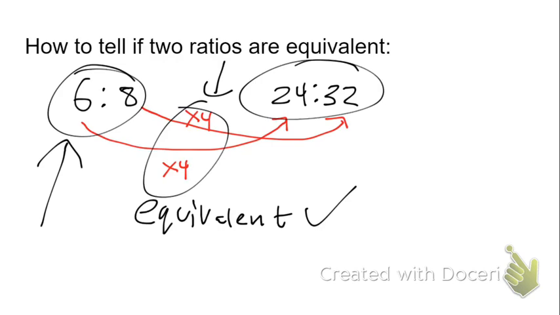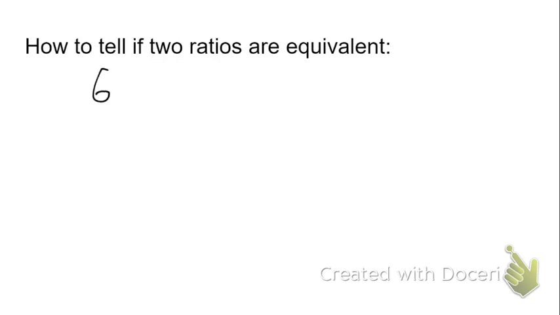Let's think about it the other way around. So it could work backwards also. Remember, it doesn't have to be just multiplying. It could be multiplying or dividing. But remember, it cannot be adding or subtracting. So multiplying or dividing. Think about it.